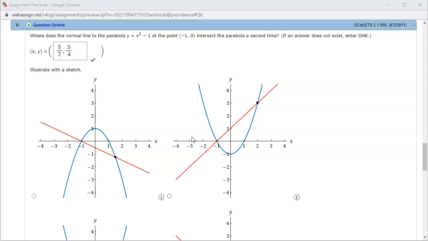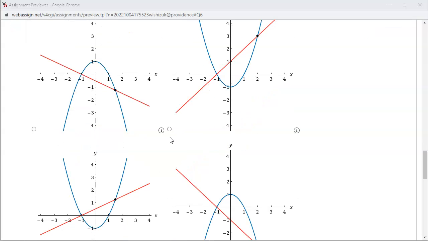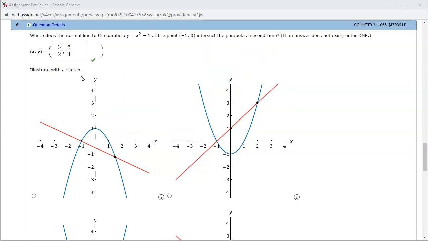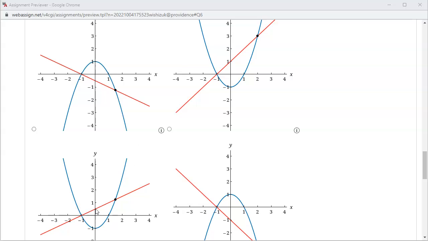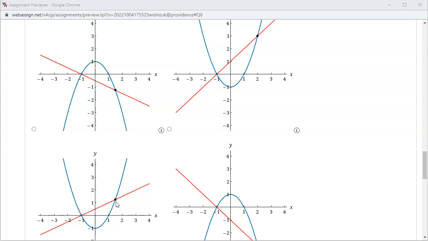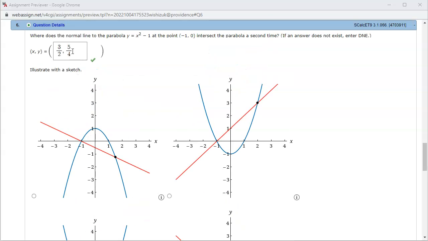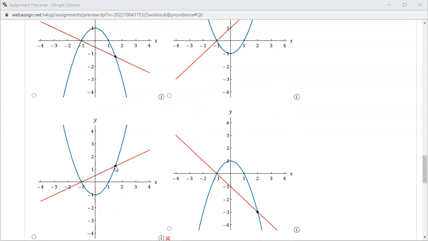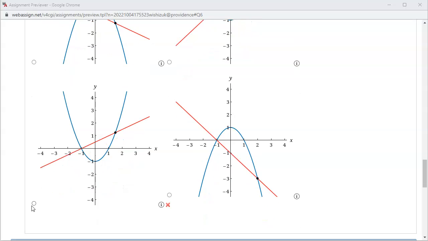Let's look at the other intersection. You can see that it's 3/2, 1.5, and 5/4. And here, this is obviously not the correct point. If you look at this one, 3/2 gives us 1.5, and 5/4 is about 1.25. So this is correct. This is the correct picture.